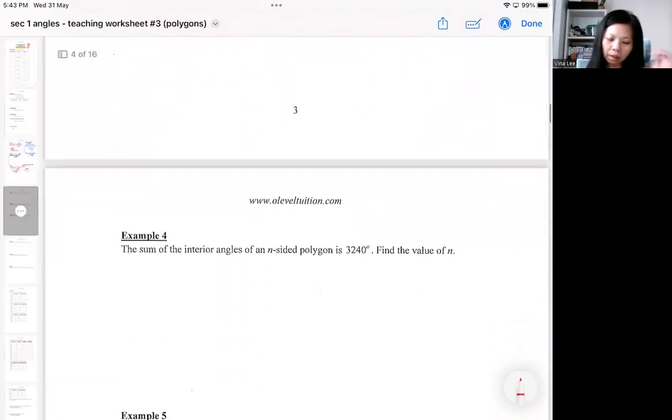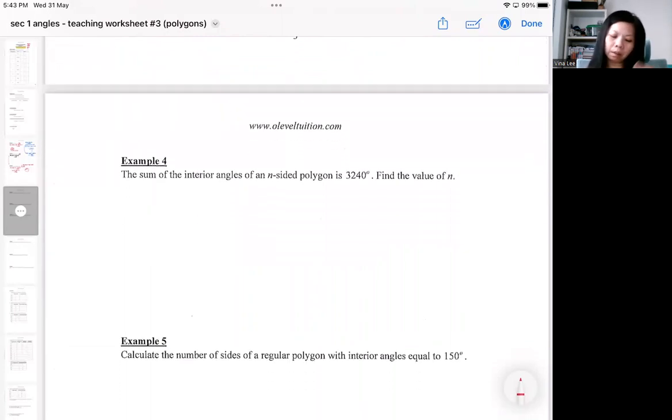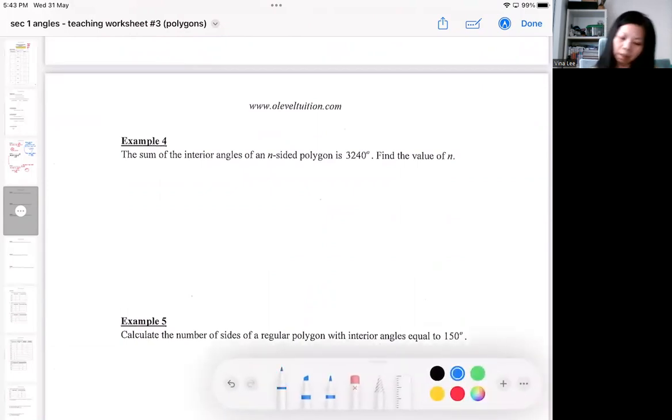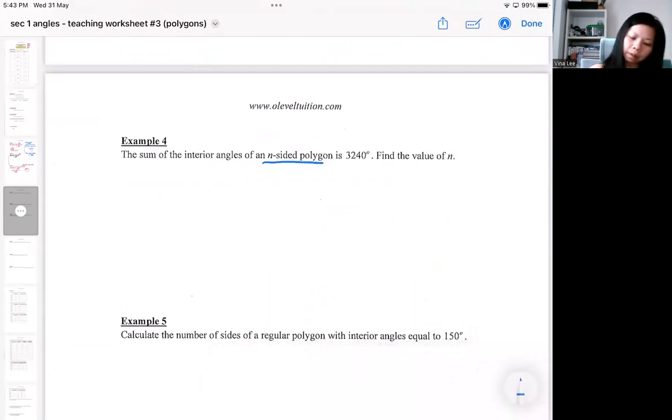Okay, now in the next one, the question says that the sum of the interior angles of an n-sided polygon is 3240. So the total is a lot. It's an n-sided polygon, which means there are n interior angles, and all the interior angles will add to 3240. Okay, so basically, do we know that they are regular or not?